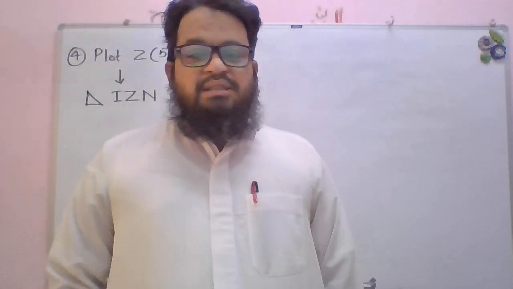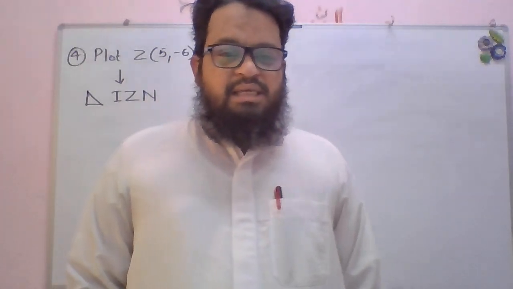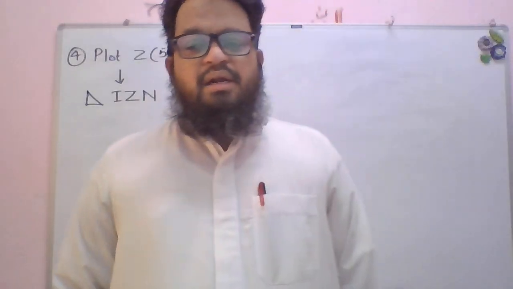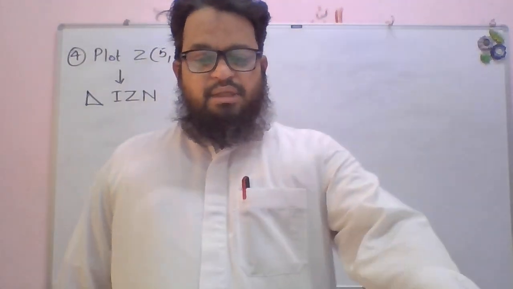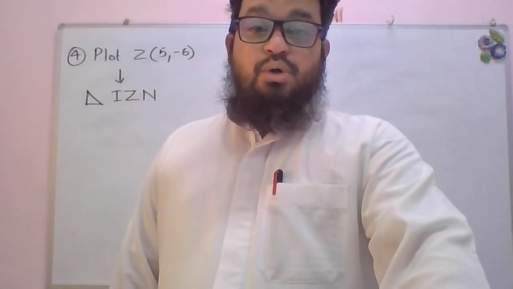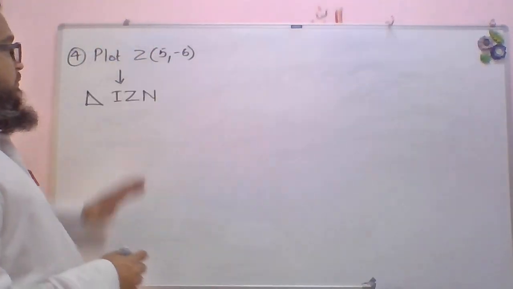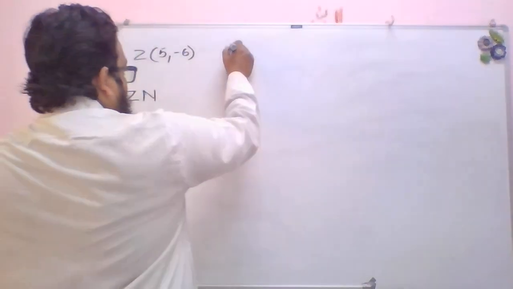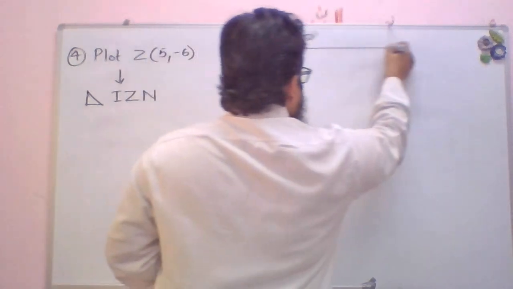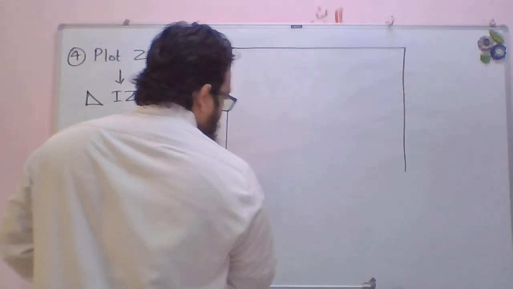Okay, fine. So now the next question: plot point Z (5 comma minus 6) on the Cartesian plane. Construct a right angle triangle IZN and find the length of the 3 sides. Okay, fine. Let us do it. So what is given? Point Z, minus 5 comma 6. Sorry, 5 comma minus 6.